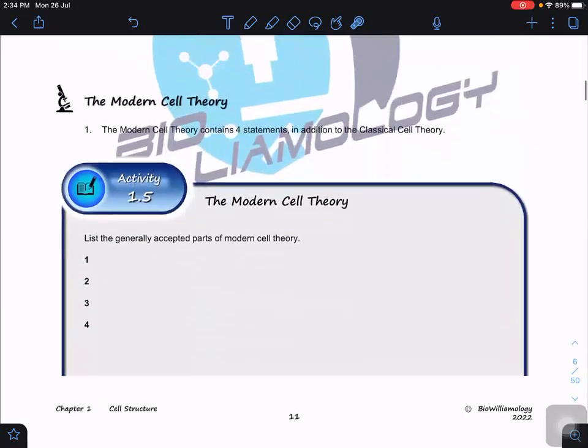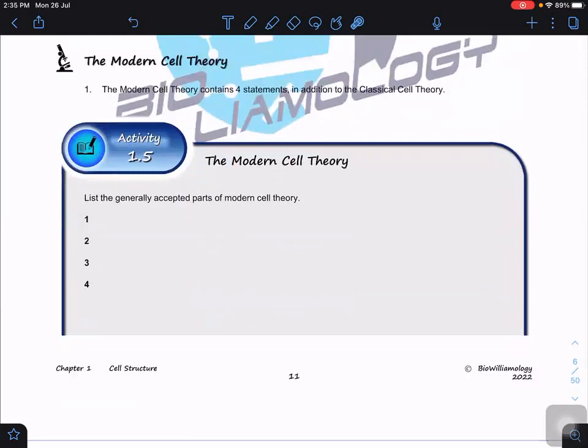So with the advancement in technology, now we do have very, very sophisticated devices to help us to view the cells and study the biochemistry of the cells. Now we add in more and more cell theory, and form what we call the modern cell theory. So what is the modern cell theory? Modern cell theory still consists of the three classical cell theories. On top of this classical cell theory, we add in another four. So what is the first one? So the first one is that the cell is the fundamental unit of structure and function in living organisms.